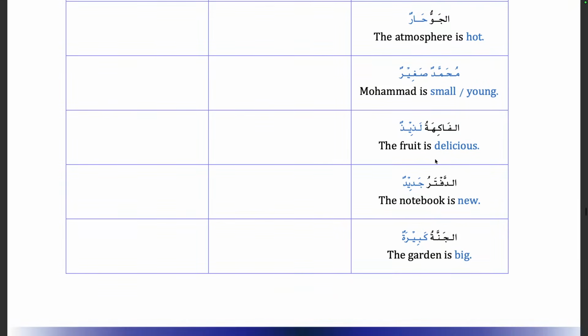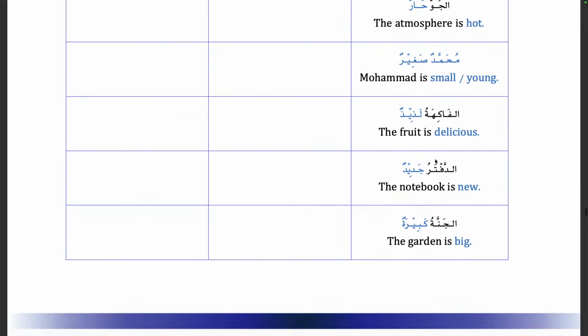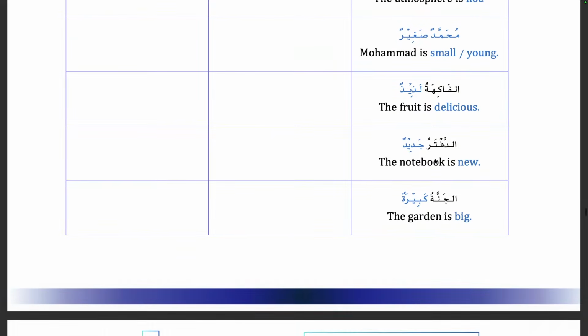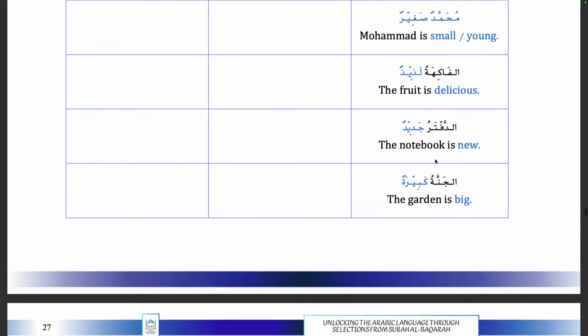Inna al-fakihata ladhithun. Kana al-fakihatu ladhithan. Ad-daftaru jadidun. The notebook is new. Inna ad-daftara jadidun. Kana ad-daftaru jadidan. Al-jannatu kabiratun. The garden is big.